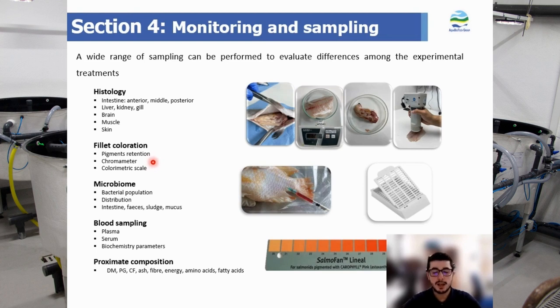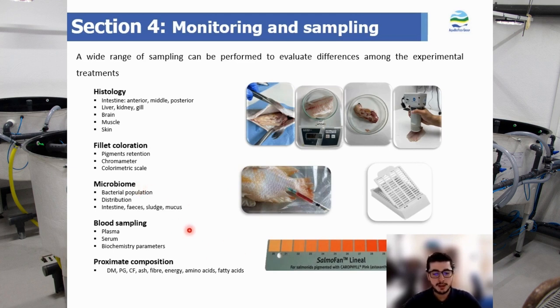You can use a device that is shown in the picture called the chromometer. So you will record data at different wavelengths. You record the spectrum of the lightness, the spectrum of the red-blue component of the pigments, and the blue-yellow as well. A colorimetric scale, shown here in the picture, or the Salmo Fan Lineal, is a commercial way to define if the coloration of a trout or a salmon is in the range for the market or not.